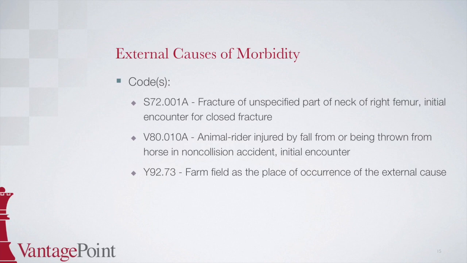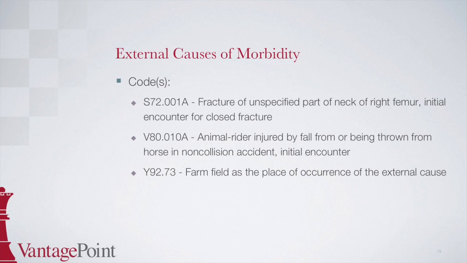character of A. Now we need our external cause codes, and since this is the initial encounter, we need to code for every type of external cause code as possible. The first external cause code is always for the external cause of injury, which for this encounter is falling off a horse, which is V80.010A, animal rider injured by fall from or being thrown from horse and non-collision accident, initial encounter.